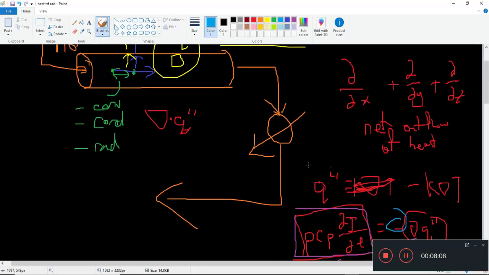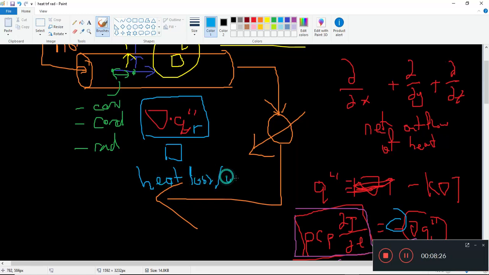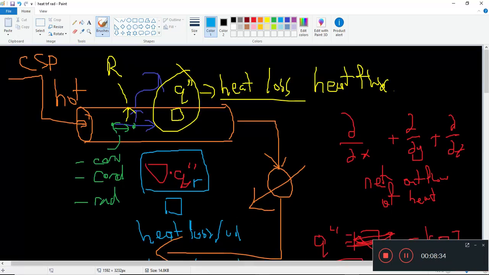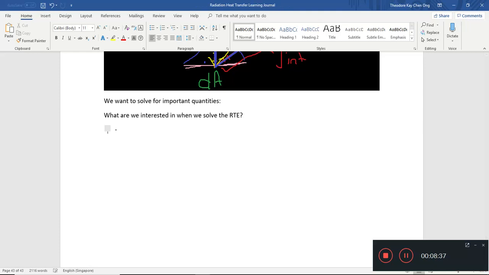So if you want to do divergence of heat flux for radiation, the concept is similar. How much heat is lost per unit volume due to radiation. So heat loss per volume due to radiation. Okay, so these are the two important quantities we want to calculate. Heat flux perhaps at the wall, and divergence of heat flux. This is within the fluid.